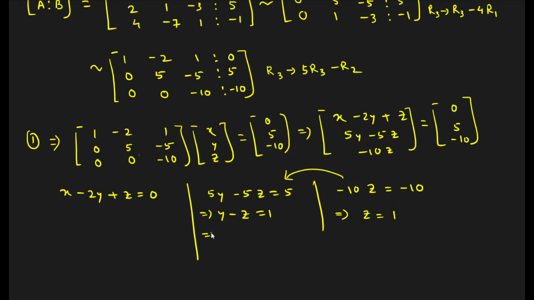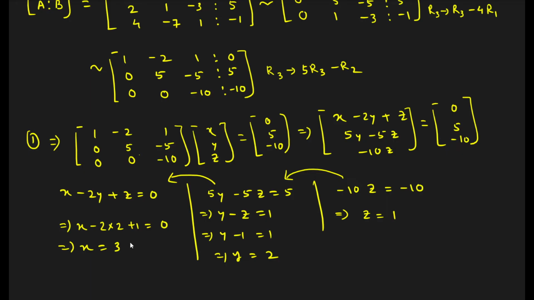Now if we put z equals 1 here, it's y minus 1 equals 1. This implies y equals how much? 2. So the value of y is 2. Now we'll use the values of z and y in the first equation. So x minus 2 into y, which is 2, and z is 1. If you calculate it, x equals how much? 3. So 3, 2, and 1.